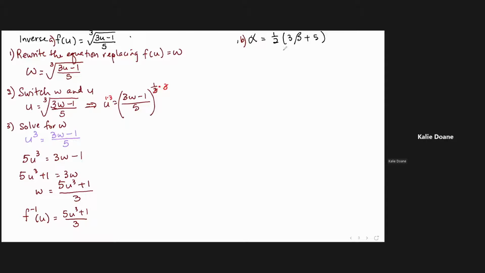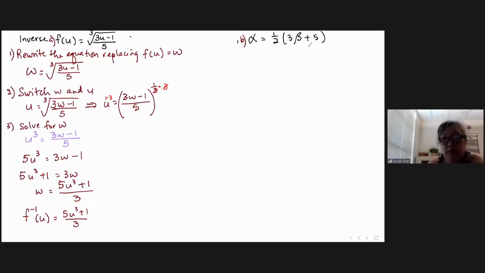No, it's already in the form that I want it to be, right? So I can straight away go to step 2. So I'm going to switch alpha with beta. Okay, so you see alpha, write beta equals 1/2 (3 alpha plus 5).